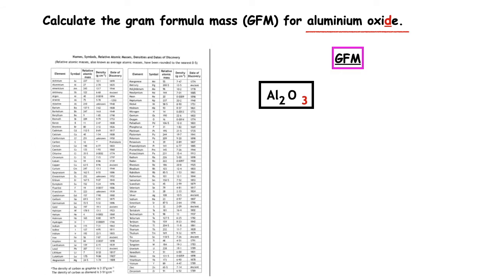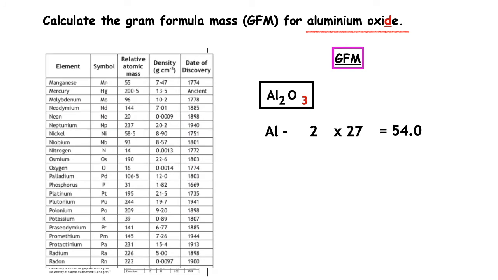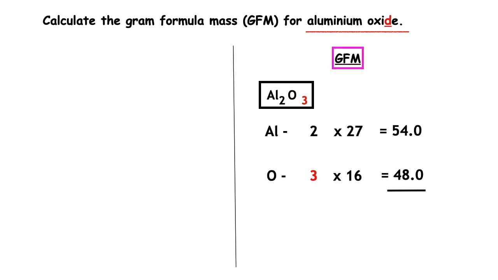Again, to work out the gram formula mass, we have to take down each of the elements and identify how many we have. The chemical symbol for aluminium is Al. How many do we have in the formula? We have 2. Using page 7 of our data booklet, we can see that the relative atomic mass of aluminium is 27. 2 times 27 equals 54. The symbol for oxygen is O. How many have we got in the formula? We have 3. We look up the relative atomic mass, which is 16. 3 times 16 equals 48. When we add these two numbers up, we get a gram formula mass of 102 grams.